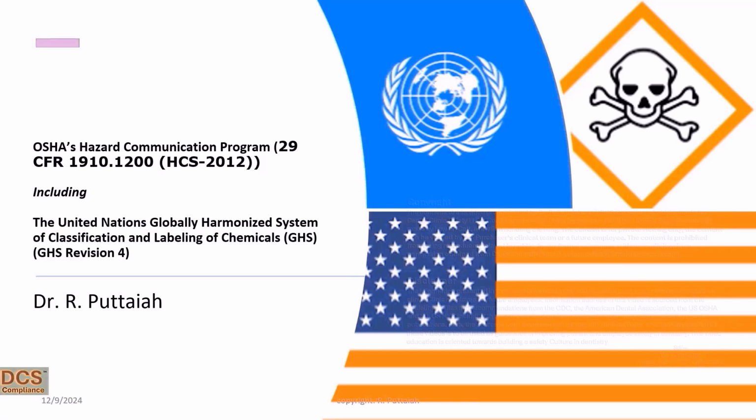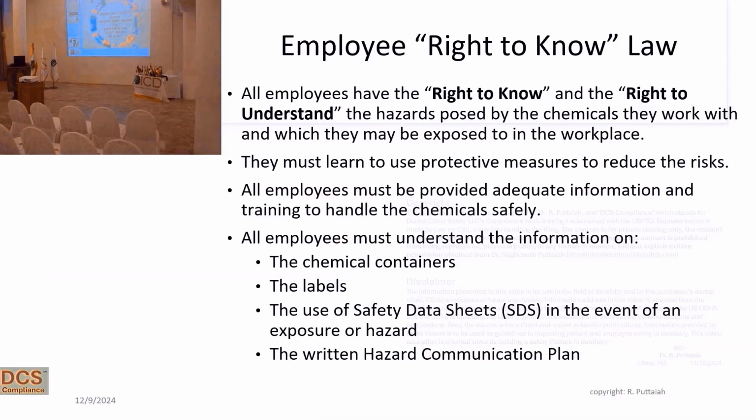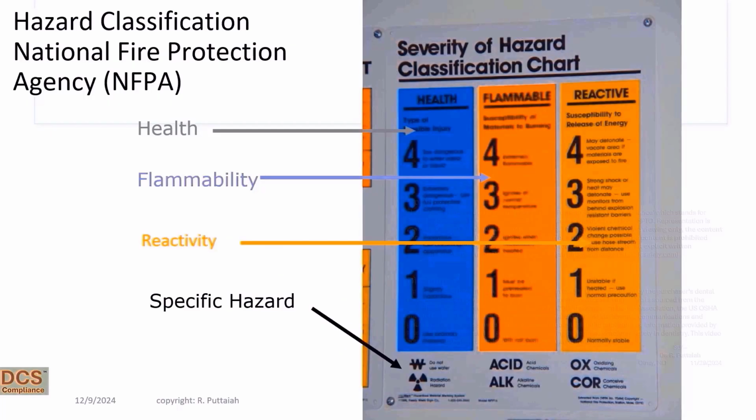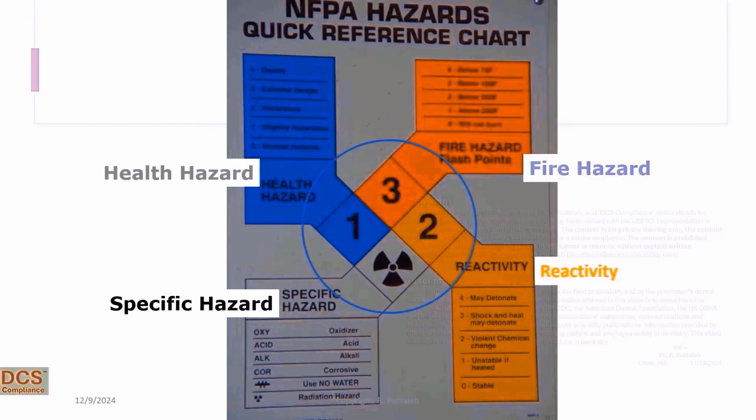In the GHS we will address labeling of secondary chemicals they work with and that they may be exposed to in the workplace, and learn to use protective measures to reduce risks. All employees must be provided adequate information and training to handle the chemicals safely. All employees must understand the information on the chemical containers, the labels, and the use of safety data sheets in the event of exposure. Here is an example of a secondary NFPA diamond-shaped label.